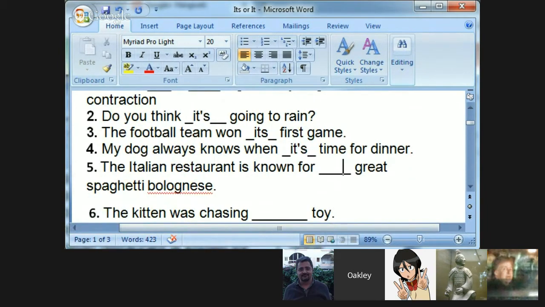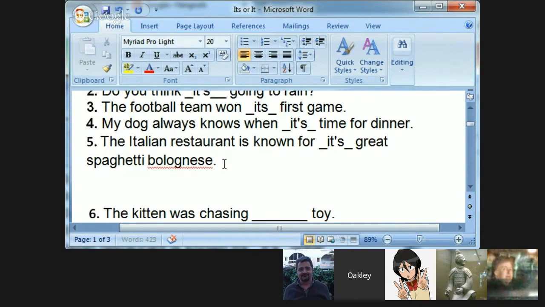Okay, we're doing a very simple exercise here. We're just substituting its, but then we have to decide, is it its, the possessive pronoun, or it's, the contraction? Kimura, can you try number 5 for me, please? Yes, sure. The Italian restaurant is known for its great spaghetti. I think it is a possessive pronoun. Possessive. Yes. Oh, I never did write that, did I? So you could see what it looks like spelled out.